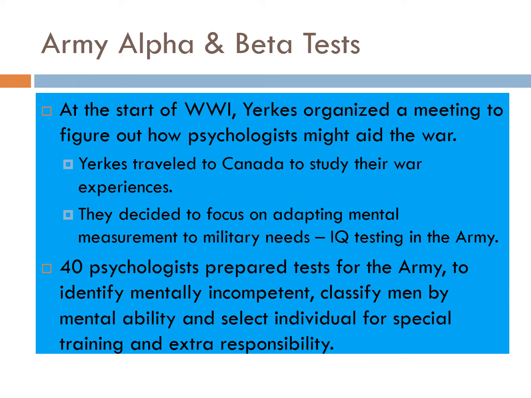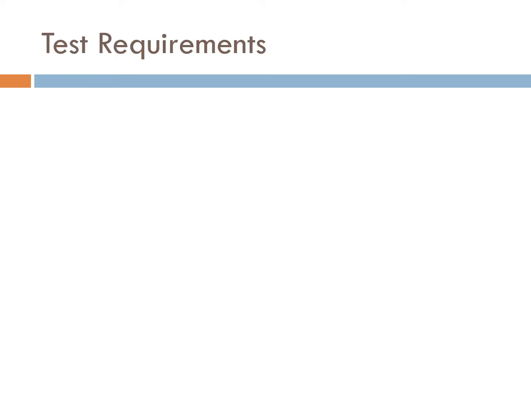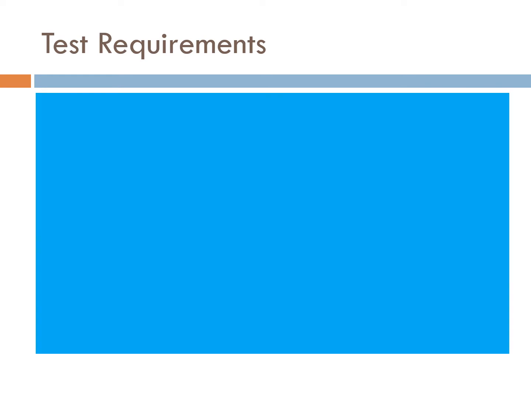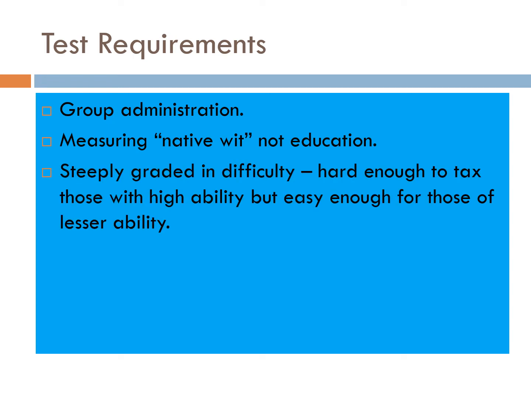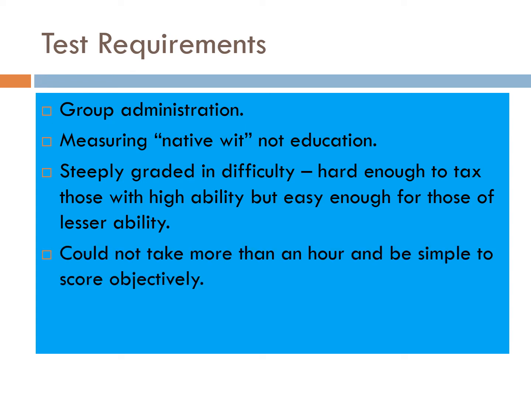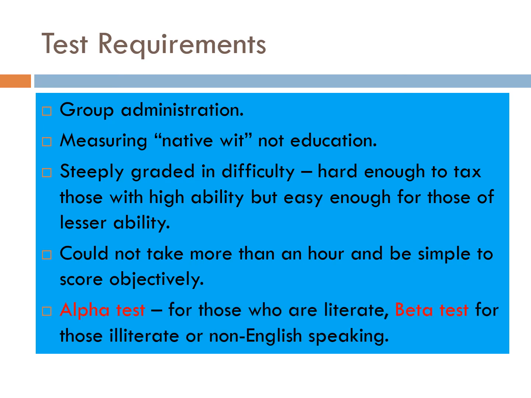So he was working alongside other psychologists at the time. In essence, the Yerkes test was done by group administration, and it was meant for measuring native wit, not level of education. It was steeply graded in difficulty, hard enough to tax those with high ability, but easy enough for those of lesser ability. It could not take more than an hour and had to be simple to score objectively, right?